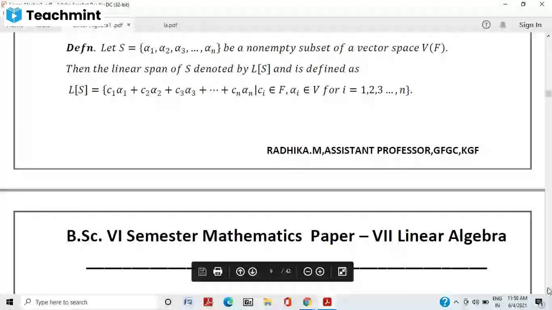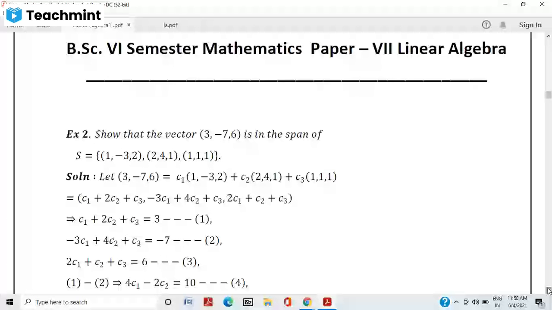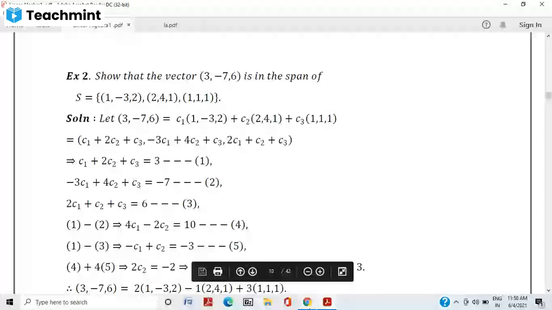Okay, now we will move on to the problems. Problems on linear span. Show that the vector (3, -7, 6) is in the span of S. S is given as (1, -3, 2), (2, 4, 1), (1, 1, 1).